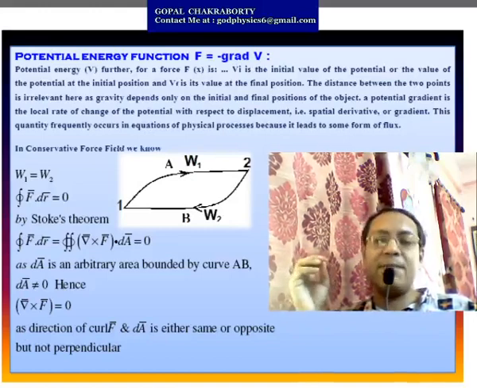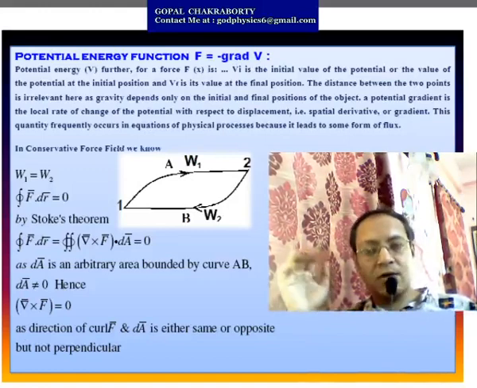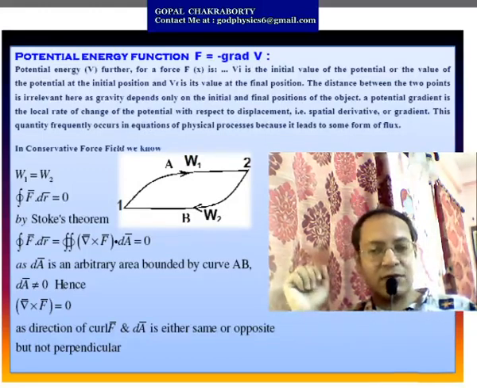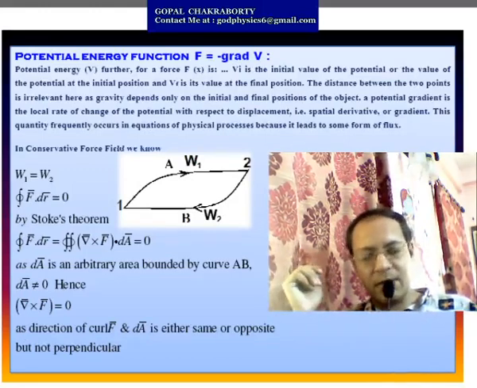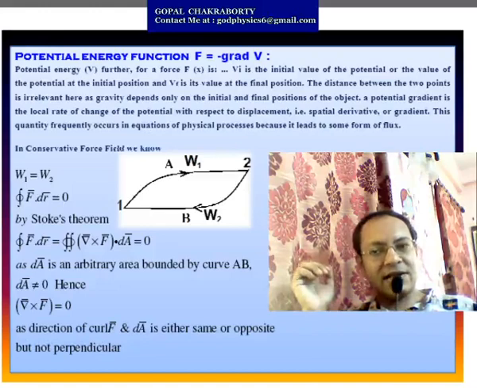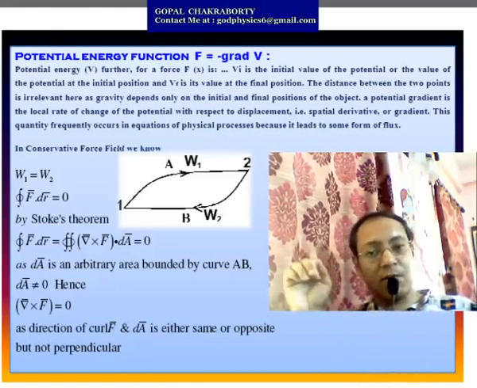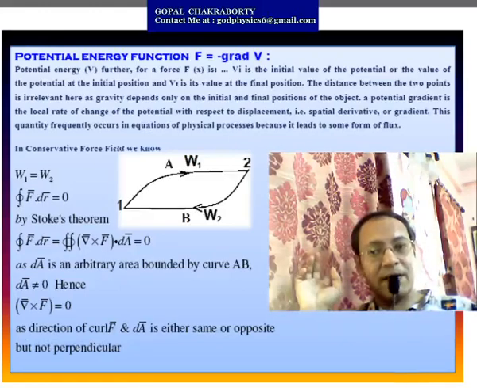dA can't be 0. dA may be infinitesimally small, but it can't be 0. So, to satisfy this equation, the rest of the part will be 0. The rest of the part means del cross F will be equal to 0. So, the direction of curl F and dA is either the same or opposite, but not perpendicular. It can't be perpendicular.